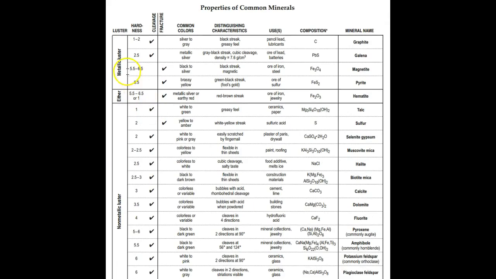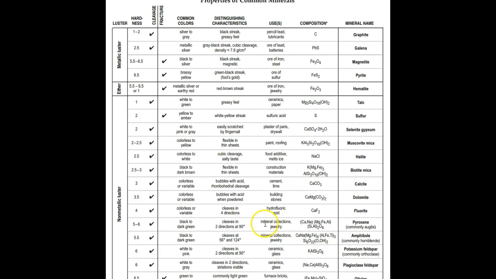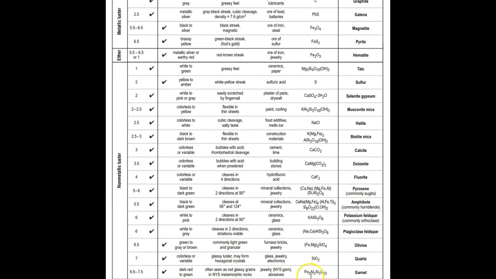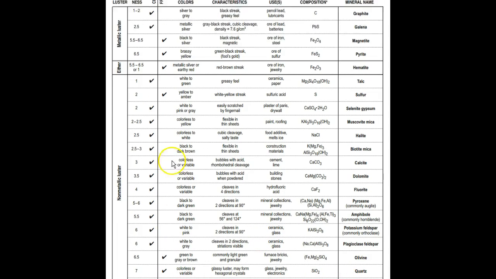For our metallic minerals, the softest metallic mineral that we have here is graphite, and the hardest metallic mineral we have is pyrite. For our non-metallic minerals, the hardness of 1 here, this would definitely be a soft mineral, we have talc. And for the hardest mineral on the reference table, here we have garnet.